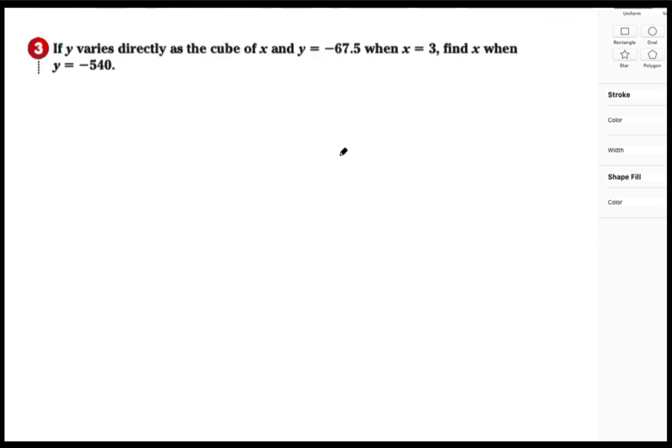Here in example 3, we're going to be talking about y varying directly as the cube of x, and y being a value and x being a value, and we'll see how this works out. So we've got direct variation. Y varies directly as the cube of x, so we know we can write it like that, and we can also think of it as y over x cubed is equal to k. So that hopefully will be helpful as we take a look at this.